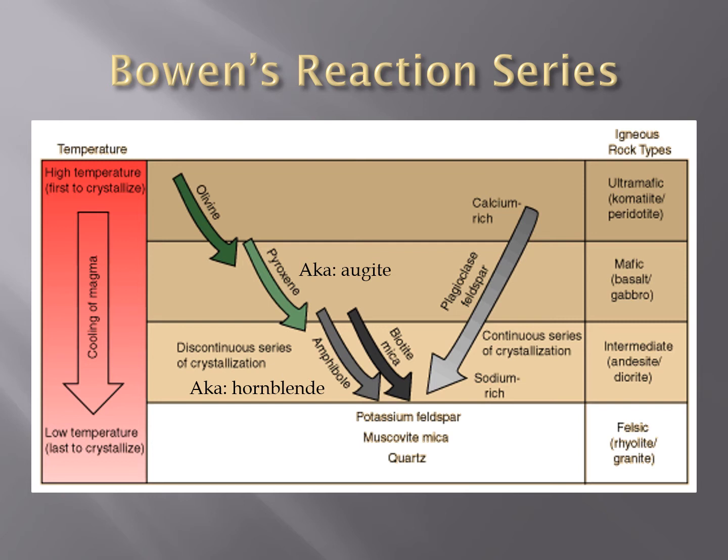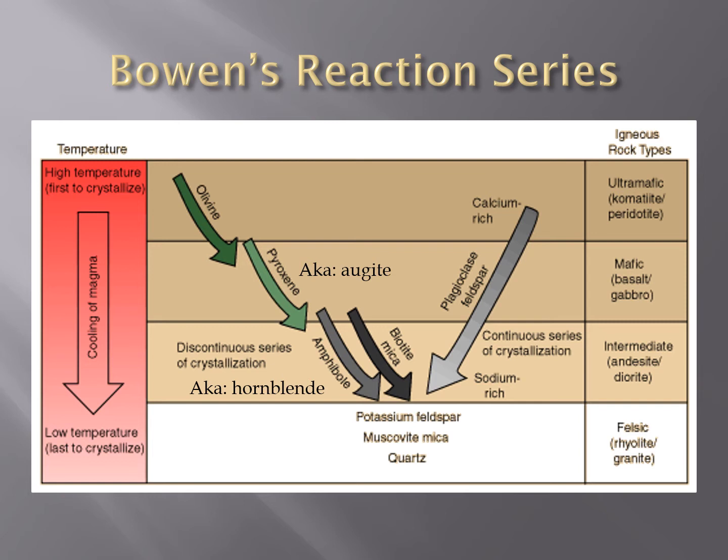where we have ultramafics forming at higher temperatures, and at lower temperatures is where we get the more felsic type of rocks. So Bowen's reaction series is split into two different branches. One is called the discontinuous series of crystallization, and the other is called the continuous series.